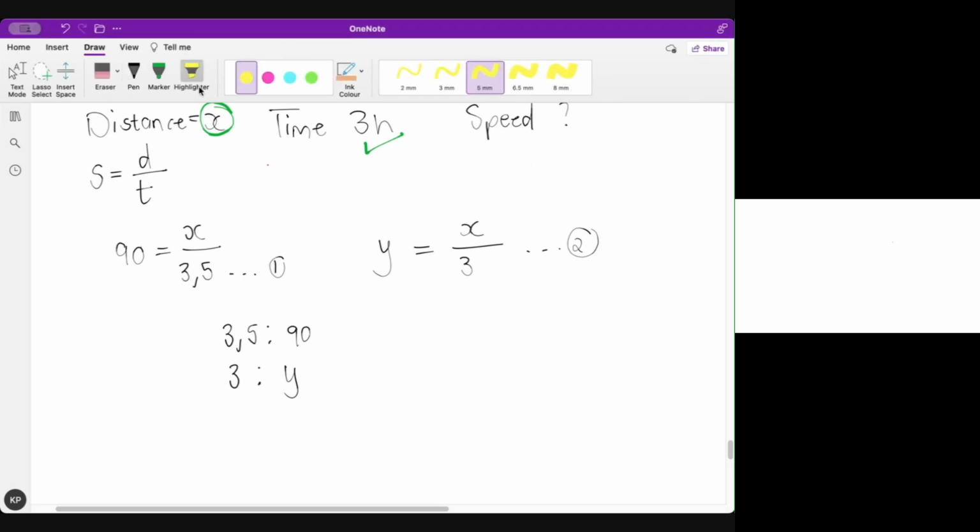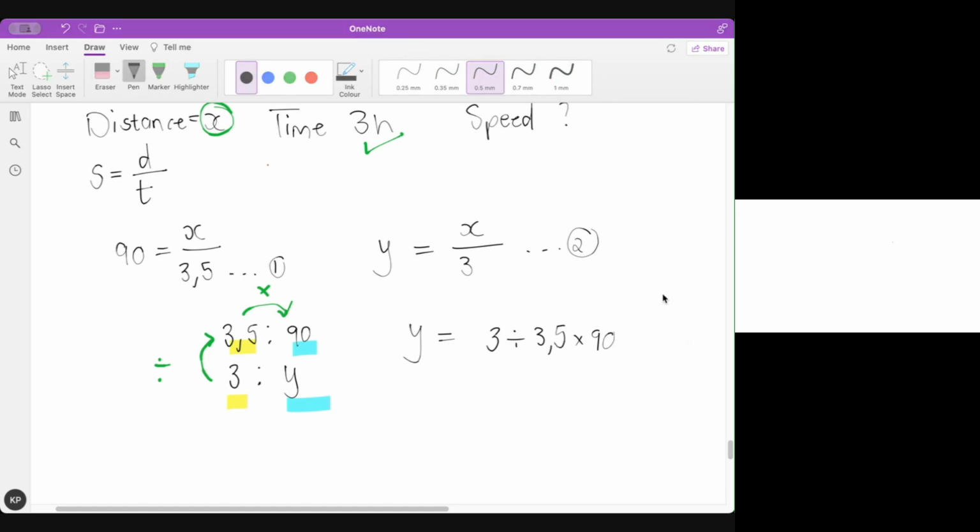Okay. So the 3.5 I want to reduce to 3, so that my 90 can reduce to something. Going up we divide, and going across we times. Have you seen that method before? Yes. Okay, so what's 3 divided by 3.5 times 90? I'll explain it just now. If you guys can stay 2 minutes after the lesson, I'll explain this all to you.